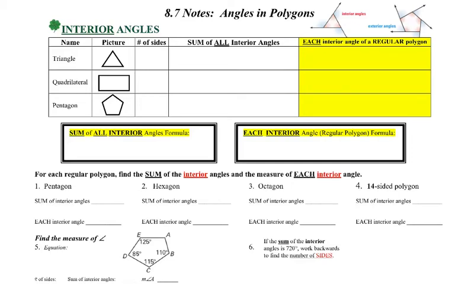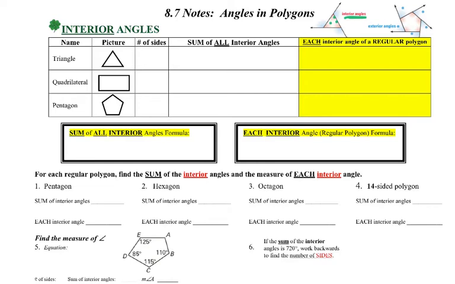Okay, so we are moving on to a new section, and this is going to be a lot of information. It's going to be split up into what we call interior angles and exterior angles. We have already talked about the words interior and exterior. What does interior mean? Right, inside. And what does exterior mean? Right, exterior means outside. So we're going to talk about the inside angles and the outside angles of regular polygons.